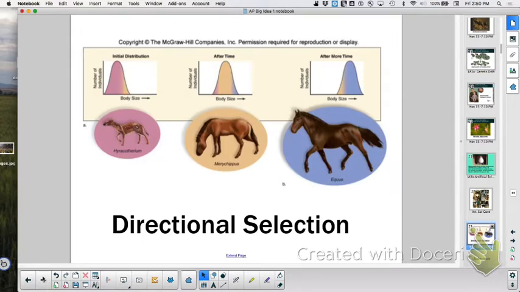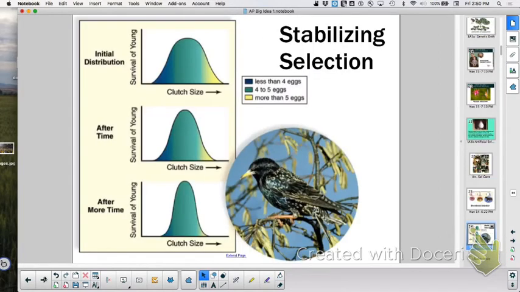Can directional selection lead to speciation? Yes. You're favoring one extreme. Then there is stabilizing selection. For instance, if you give birth to a baby, you don't want it to be too big, but you don't want it to be too small, so that's stabilizing. You don't want to have too many eggs, you don't want to have too few. Does that lead to speciation? No. It favors the status quo. It favors the norm. Okay?